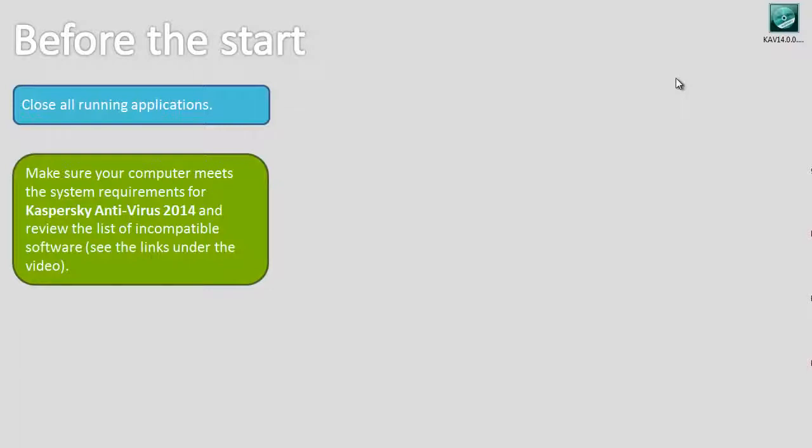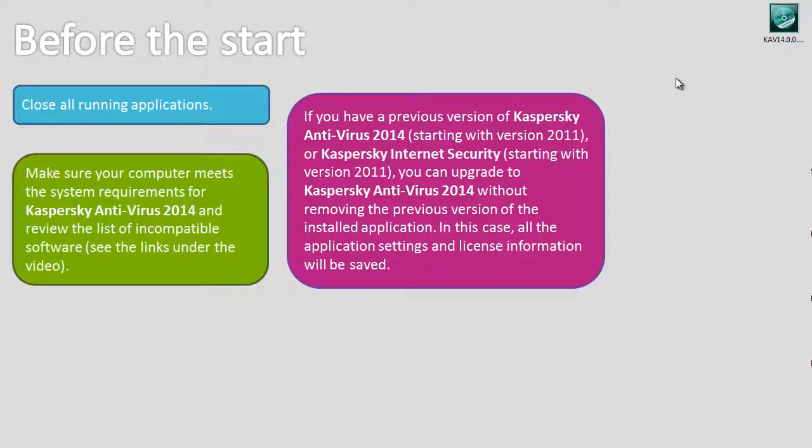If you have a previous version of Kaspersky Anti Virus 2014, starting with version 2011, or Kaspersky Internet Security, starting with version 2011, you can upgrade to Kaspersky Antivirus 2014 without removing the previous version of the installed application. In this case, all the application settings and license information will be saved.